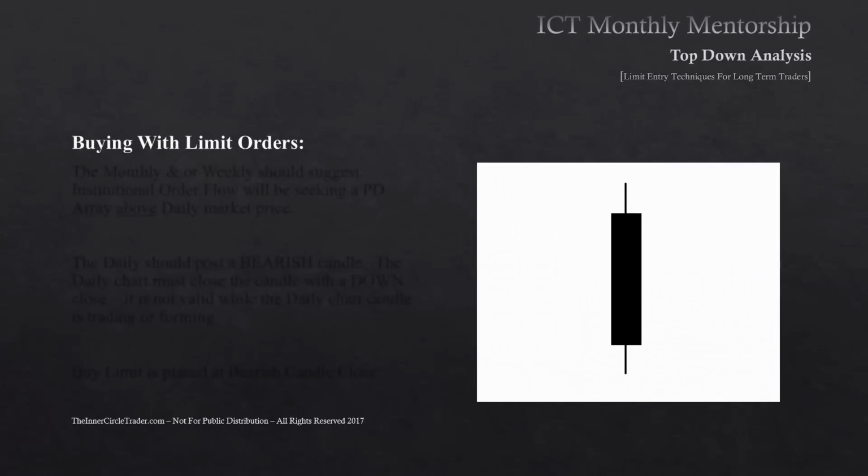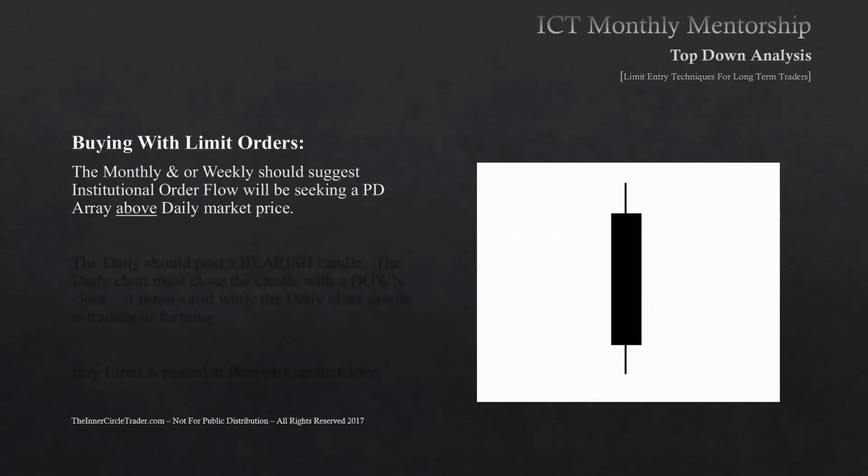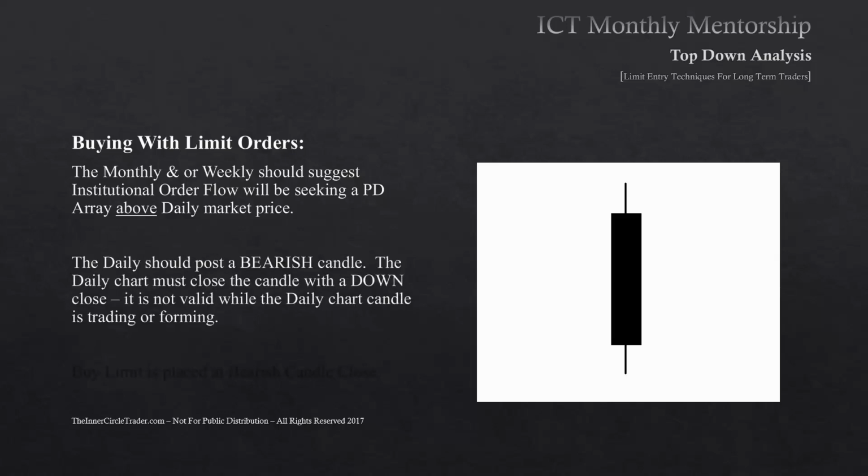Okay, we're looking at buying with a limit order, and much like we used for the buy stops, the monthly and or weekly should suggest institutional order flow. We'll be seeking a PD array above daily market price. The daily should post a bearish candle. The daily chart must close the candle with a down close, and it is not valid while the daily chart candle is trading and or forming. And the buy limit is going to be placed at the bearish candle's close.